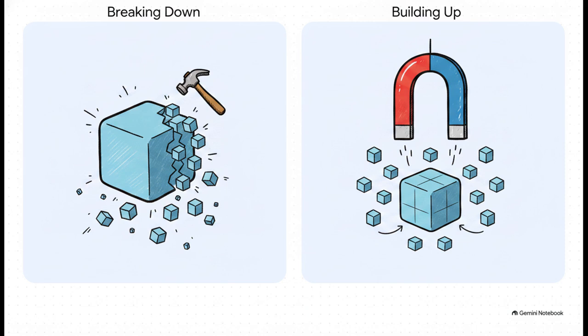But what if we're already holding the derivative and we want to find the original function? Well, that is exactly where integration, or anti-differentiation, comes in. It's literally the exact reverse process. You're taking the rate of change and building that original function right back up.